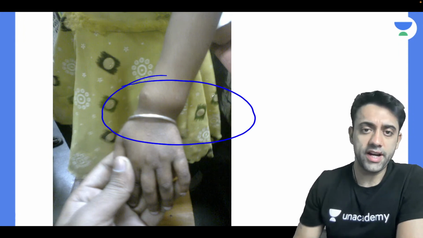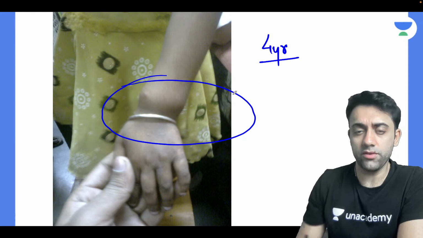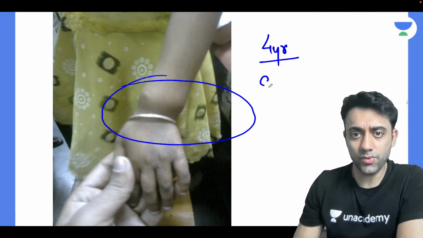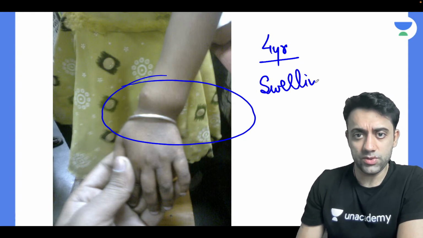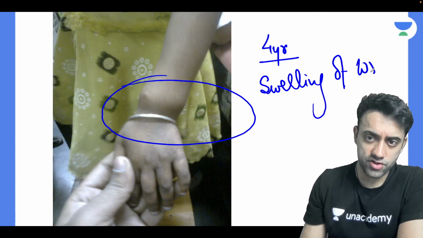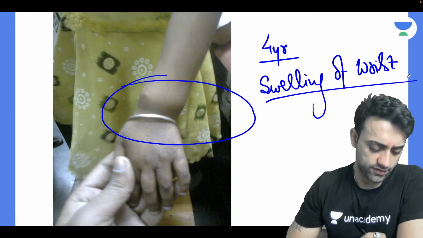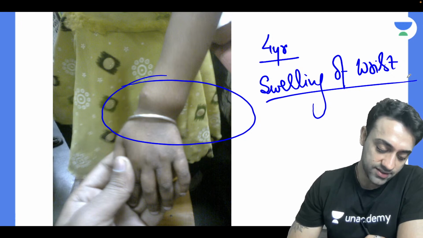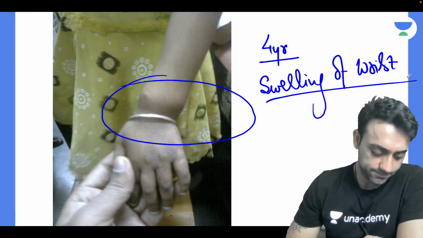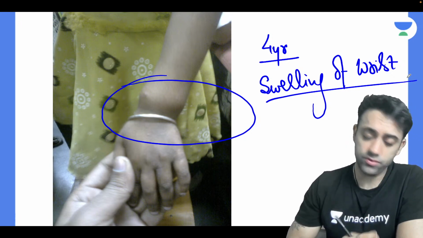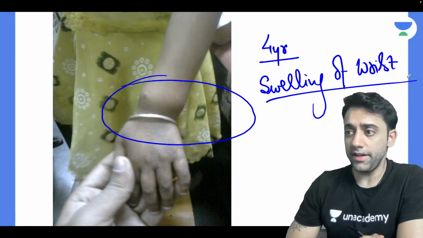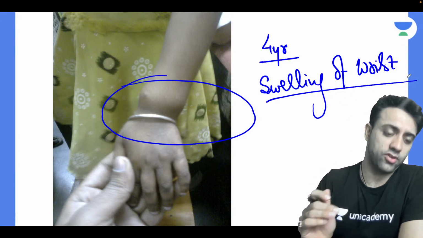I know this one. A 4-year-old child came with complaints of swelling of the wrist, basically swelling of the wrist. So what will you tell me? What do you think, Mansi, Swaraj? Yes, exactly. Whatever extra points you know, just put it in the comments so that you can revise to every single depth of it.